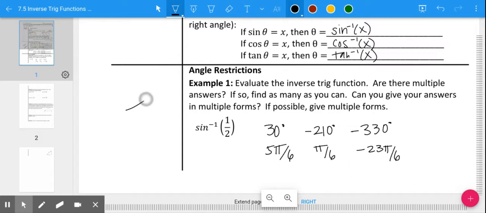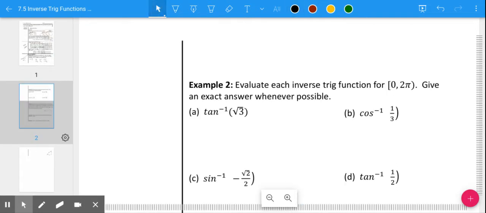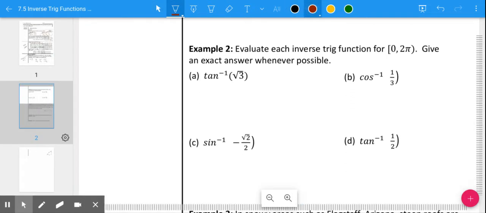So what we are going to do is we are going to restrict the angles that we use, because this is too many. And if I'm going to try to grade this and everyone gives me a different answer, that gets crazy. So let's go to example 2 to see how we use angle restrictions. Here are your angle restrictions right here. Go ahead and identify those, highlight them, or whatever.